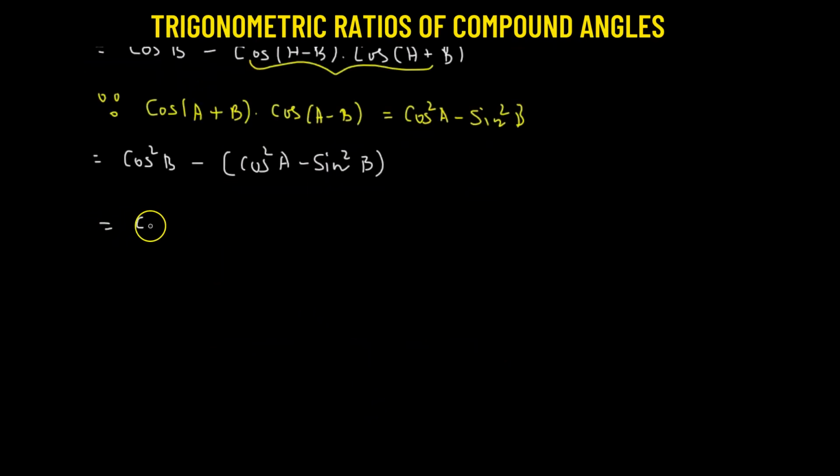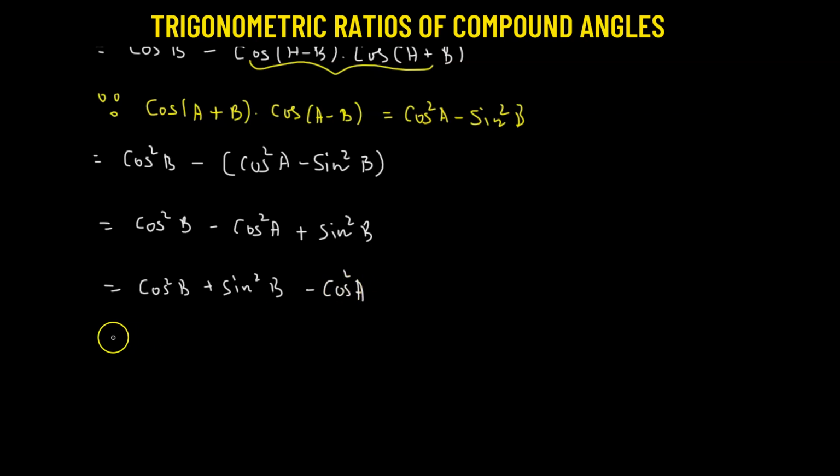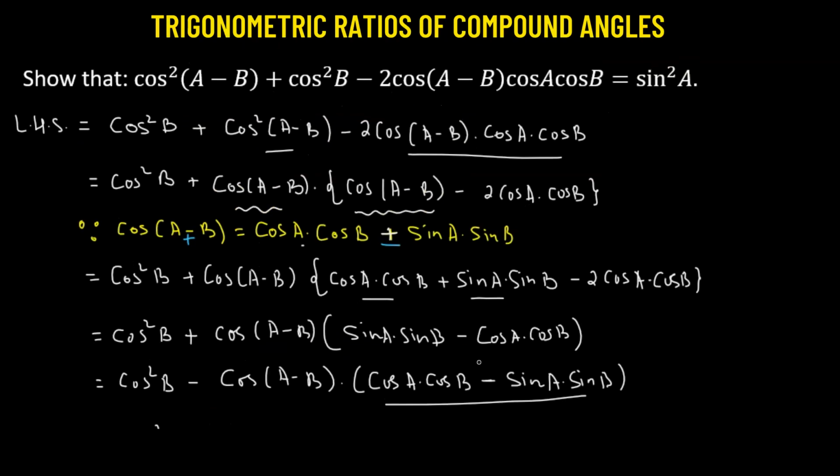Let's open the parentheses. We're going to get cosine squared B minus cosine squared A plus sine squared B. Now we can combine cosine squared B and sine squared B, because that's a very standard identity, which has a value equal to 1. So 1 minus cosine squared A, and 1 minus cosine squared A is nothing but sine squared A. And this is what we are asked to show. This is the expression on the right hand side. Hence we have successfully shown that the given trigonometric equation is true.